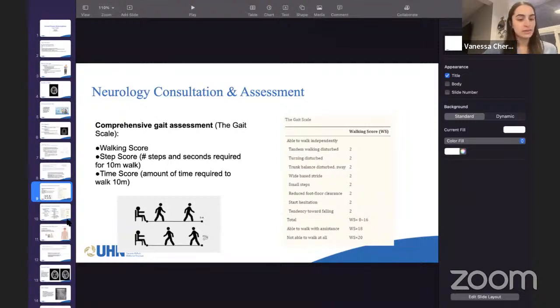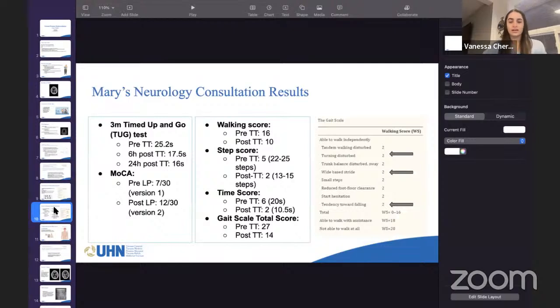And so for Miss Mary, for our patient, these were her scores. With regards to the gait scale, which I talked about on the previous page, you can see that before her TAP test, lumbar puncture, whatever you want to call it, her scores were much higher, which is not good in this instance. Following the TAP test, her scores seemed to have improved. The total gait score before the TAP test was 27, and her post-TAP test score was 14. The areas where she really improved following the lumbar puncture were her turning, her wide base stride was not as wide, and she did not have a tendency towards falling.